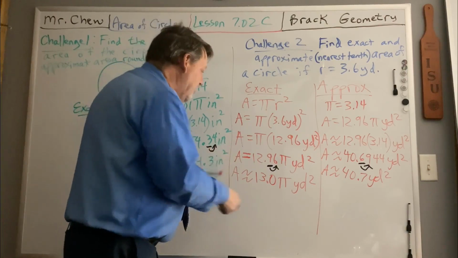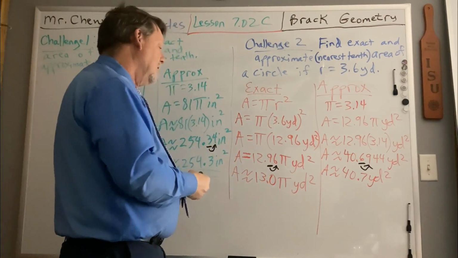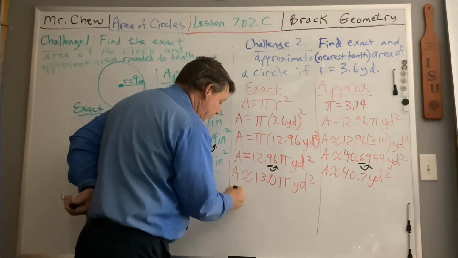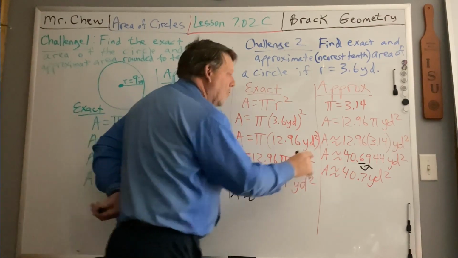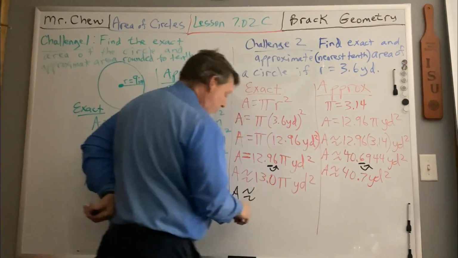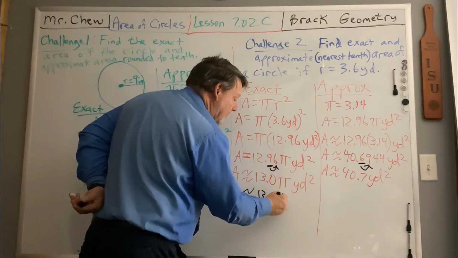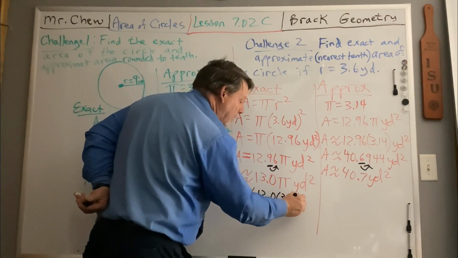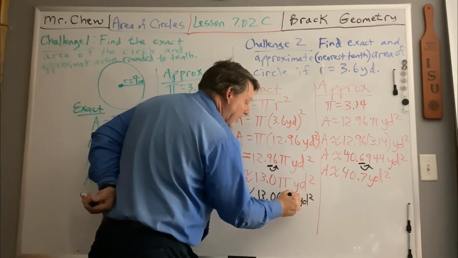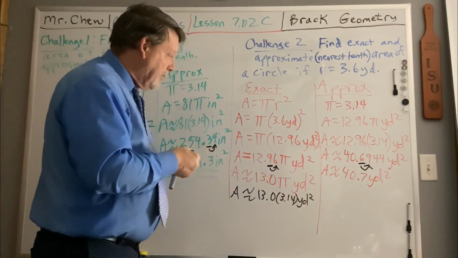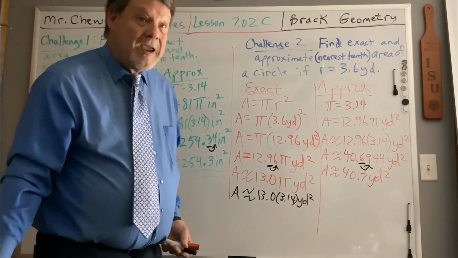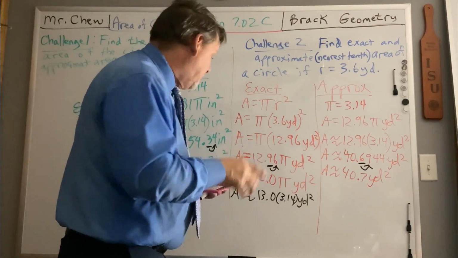Now, what if we had used this one now? So if we would have, we still do it the same way, only where we wrote the equal sign here, we have the double tilde here. So it's 13.0 times 3.14 yards squared. There's a really good chance that it's going to be the same number, but let's check and see.